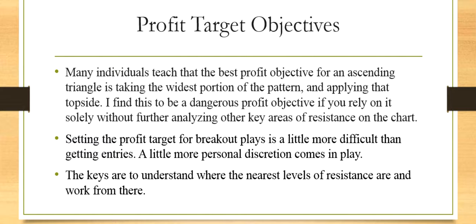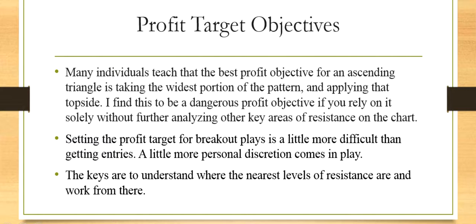It can't be that generic where you say, you know what, it's this wide, so I'm just going to apply that to the top side and use that as a profit target. You need to be aware of where the other key areas of resistance are that may end up causing the price to stall out. Setting the profit target for breakout plays is a little more difficult than getting entries. Getting entries was very simple, as we just discussed, but a little more personal discretion comes into play when you set profit targets. You need to be able to understand a chart and break down resistance levels as well. The key is to understand where the nearest level of resistance is and work from there.